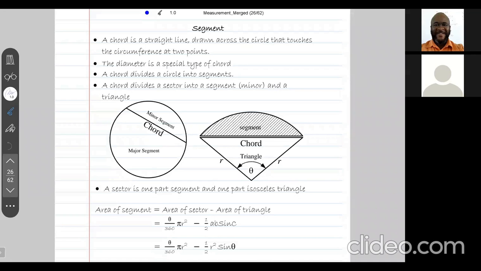All right, so let's start looking at segments. The first thing I would say to you is that a chord is a straight line that is drawn across the circle that touches the circumference at 2 points.